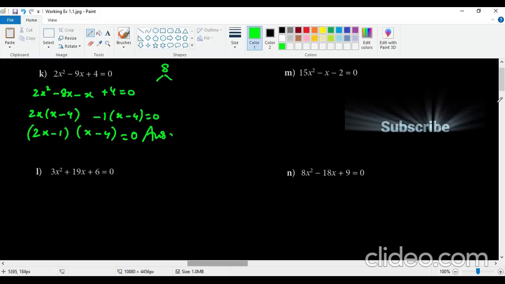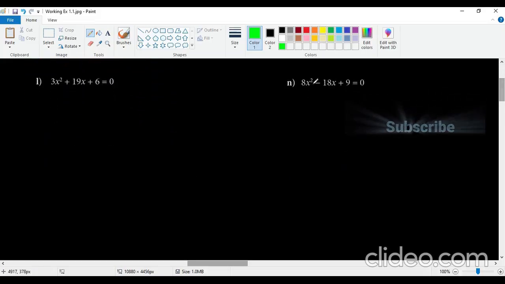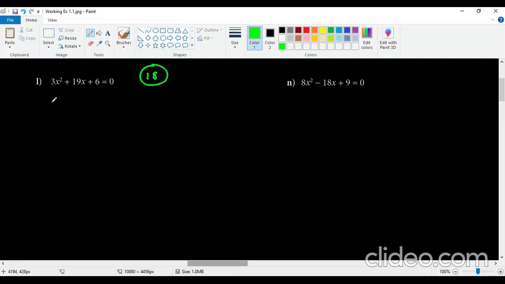Moving on to the next question. L, 3 times 6 is 18. This 3 times 6 is an 18. So we are going to factorize 18. Now let's see, rewrite this in 3x squared, and with the distance you write plus 6 equals 0. Now you have to break this 19. For 19, what you do is 18 plus 1. 18 plus 1 is 19, and 18 times 1 is 18. So plus 18x plus x is going to give you a plus 19.